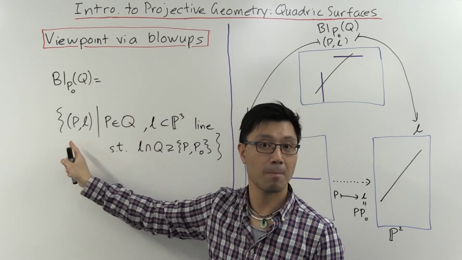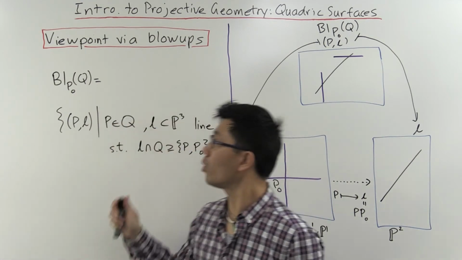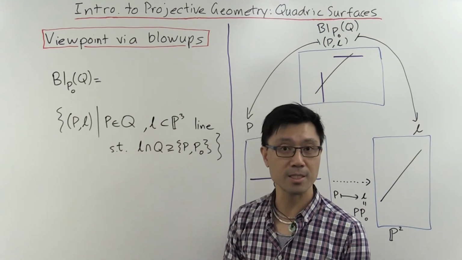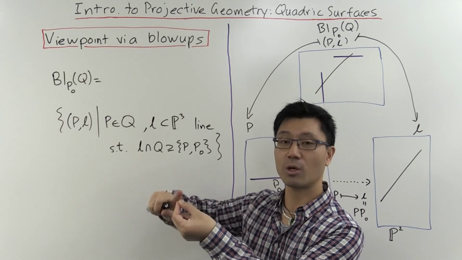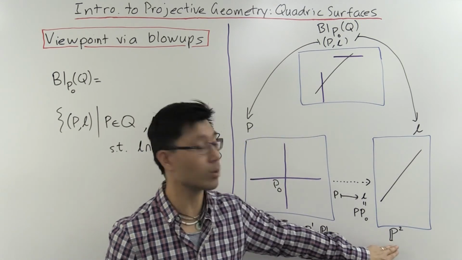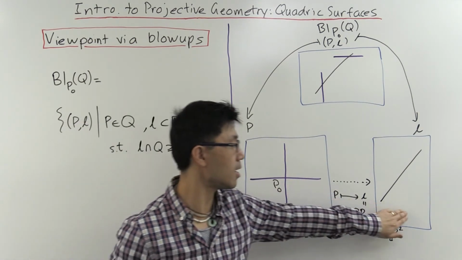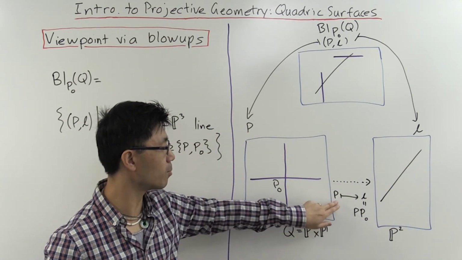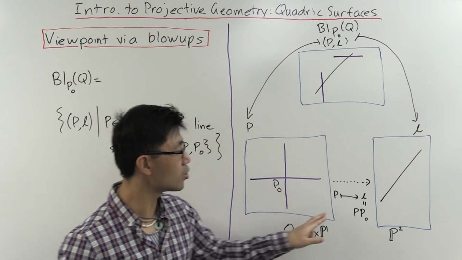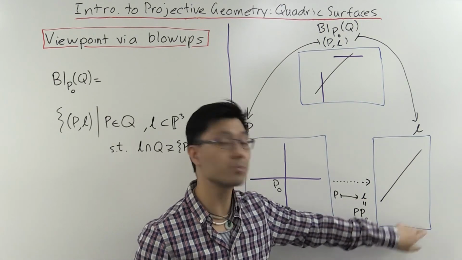And we'll look at pairs, P and L. So P is a point of this quadric surface. And this L is going to be a line inside this P3 which contains this point P0. And remember, the lines in P3 which contain P0 form a projective plane. And that's the projective plane that we have here. So remember, we have a partially defined map from here to here. And the way that works is if you pick a point P that's on this quadric surface inside P3, then you can look at the line containing both P and P0, and that gives you the corresponding point of P2.